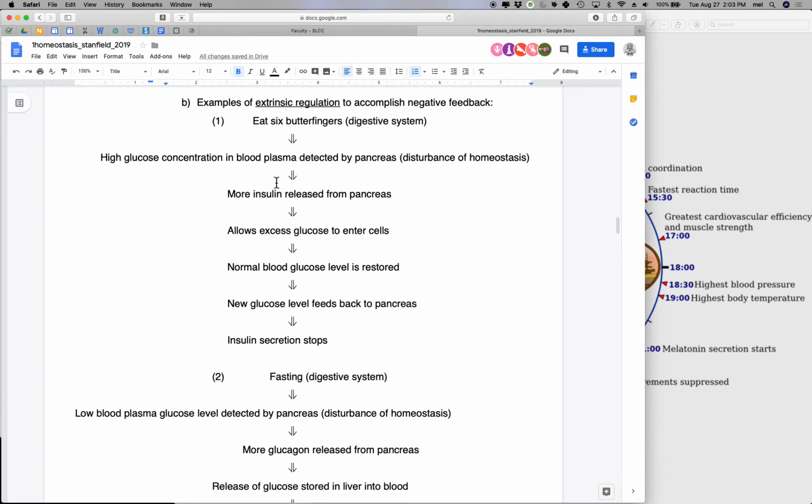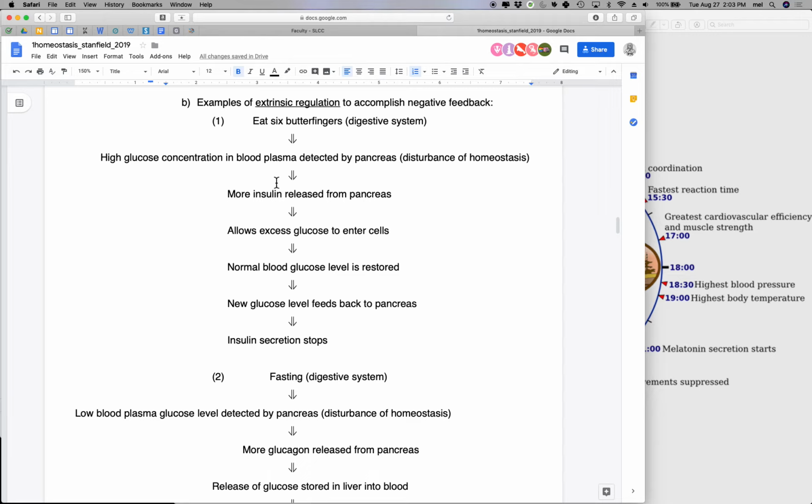Exactly. It's going out of homeostasis and you're bringing it back into homeostasis. One other question: yes, this is an example of negative feedback, but why is it extrinsic regulation? Because I have to use another system. It uses another body system, right? Not the system that created the problem, okay?